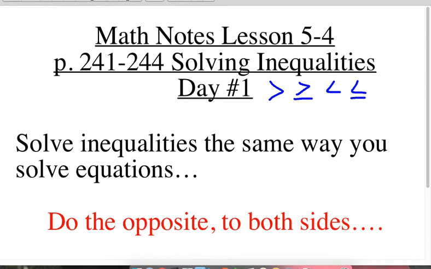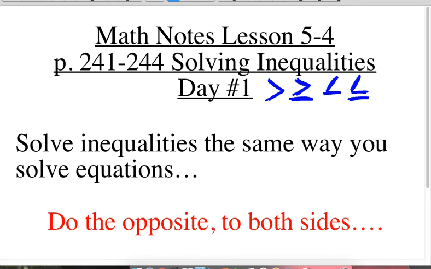So I put up here on the screen, under the word inequalities, the inequality symbols. So we have the greater than symbol, greater than or equal to. We also have the less than symbol, and less than or equal to. Today, as we're looking at these inequalities, they're going to look a lot like the equations that we've been working with, except instead of an equal sign, you're going to see an inequality sign. Other than that, the process is pretty much the same.